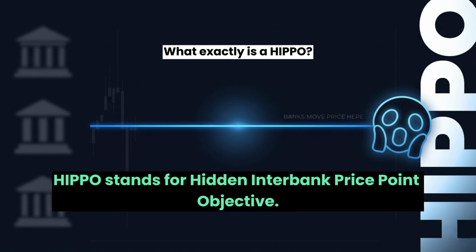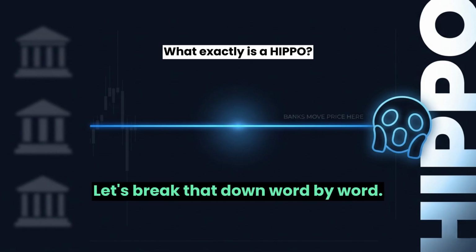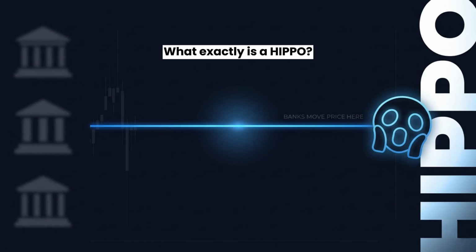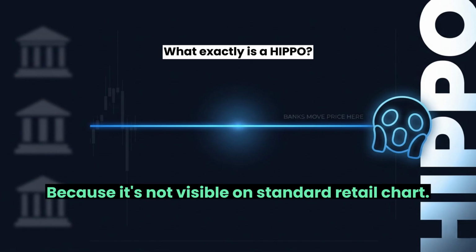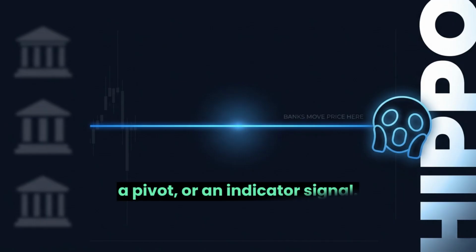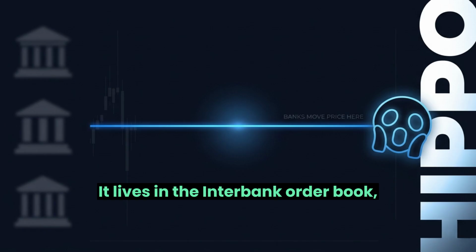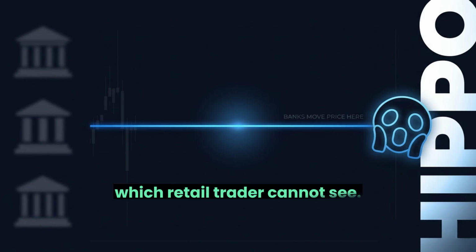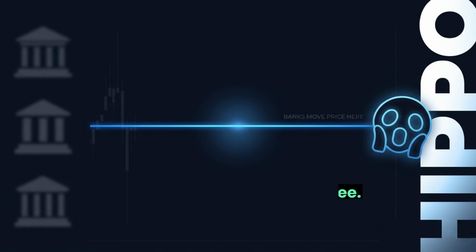HIPPO stands for Hidden Interbank Price Point Objective. Let's break that down word by word. Hidden, because it's not visible on a standard retail chart. It doesn't appear as a support line, a pivot, or an indicator signal. It lives in the interbank order book, which retail traders cannot see.